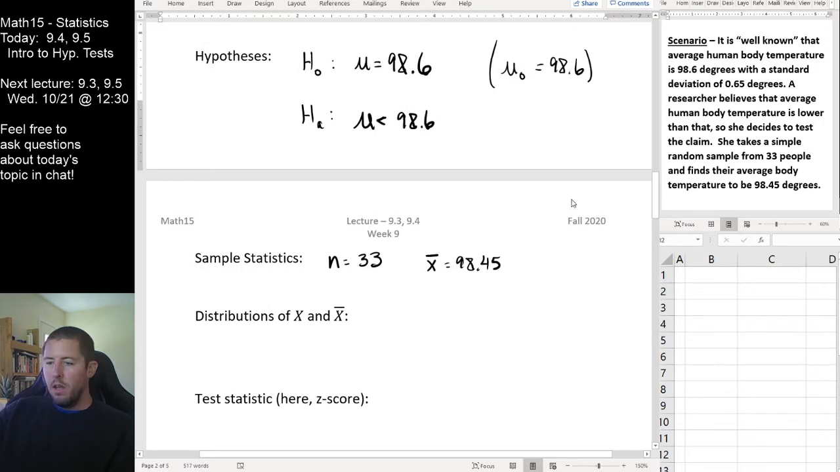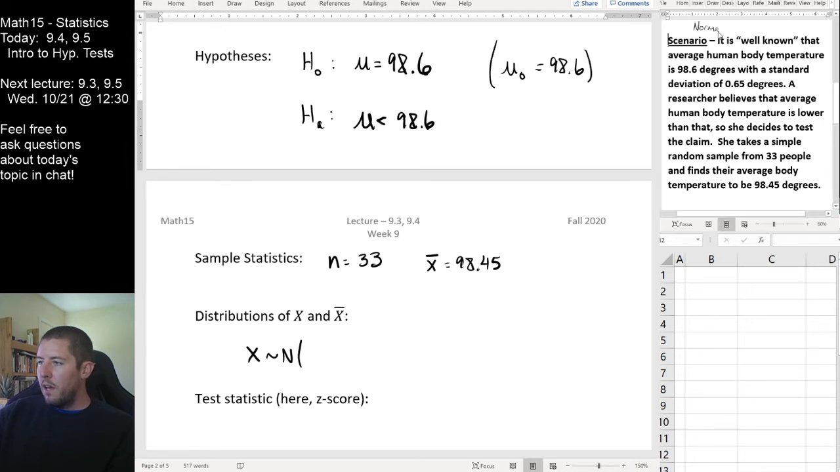So we were originally given the X distribution. We were told that X is normally distributed. Ooh, okay. So that's maybe a typo, my bad on my part. Let's make sure that we acknowledge that these body temperatures are normally distributed right here. Yeah, so my phrasing right here, I should have said, it is well known that average human body temperature is normally distributed with an average of 98.6 and a standard deviation of 0.65.